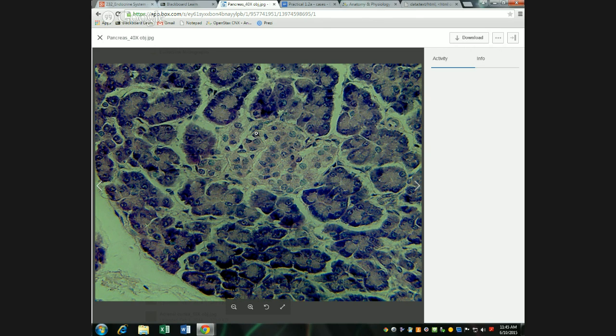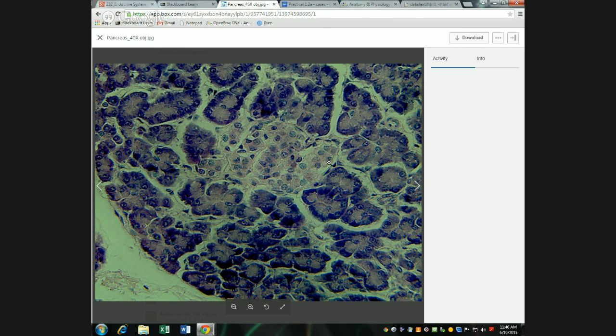Now, when I was originally talking about this, I just said one cell here will release insulin and another cell will release glucagon. Those cells have names. There are alpha cells and beta cells. Alpha cells release glucagon. Beta cells release insulin. The way that this tissue is stained, we can't tell the difference between alpha cells and beta cells. We could use a different type of stain that would highlight the differences between them, but we can't be sure here. However, there is a rule of thumb that we can use.